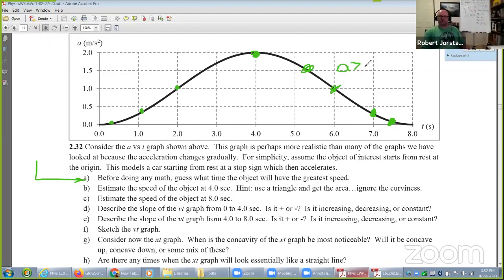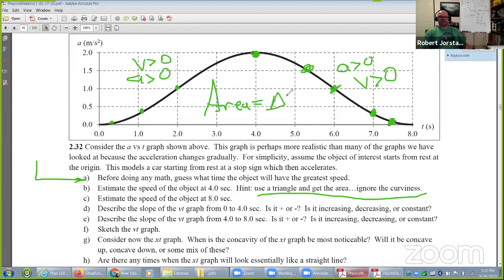A is greater than 0. It's getting smaller, but V is greater than 0. Whenever that's true, you're still speeding up. Here, A is greater than 0, V is still greater than 0. And so that trick works pretty well, and you can see that it is very difficult to know everything inside and out. And I think from here you can get the area. I do want to point out, remember that the area is not velocity. The area is delta V, change in velocity. All right, that's pretty good on that one.